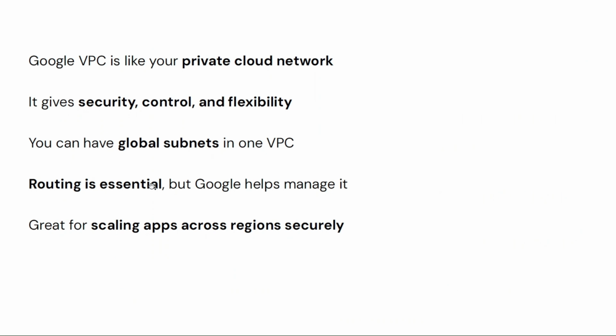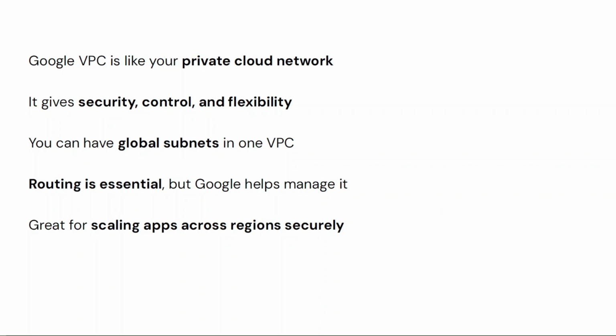To summarize, Google VPC is like your private cloud network. It gives you security, control, and flexibility. You can have global subnets in one VPC. Routing is essential, but Google helps manage it. It provides two types of routing: default and custom. The default route is automatically created, so you don't need to create it. You can create your own custom route if needed. That's the theoretical topic of Google Cloud VPC.